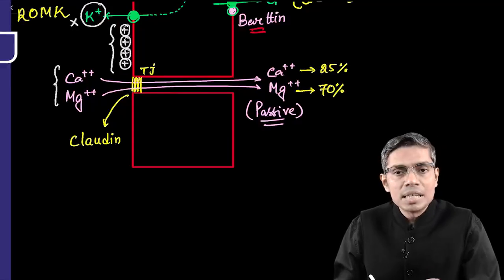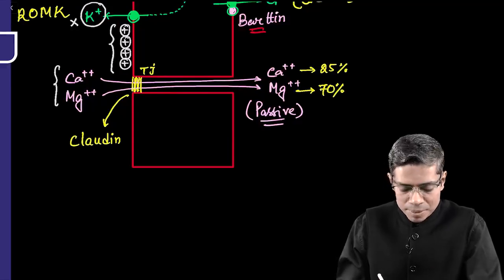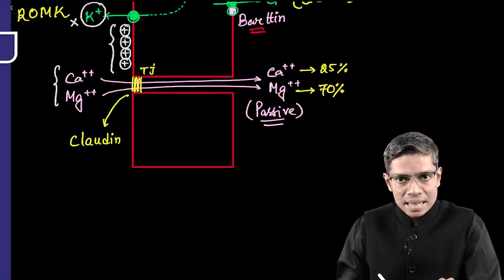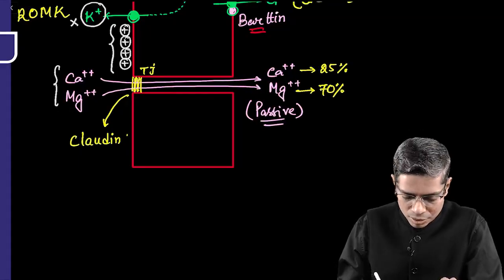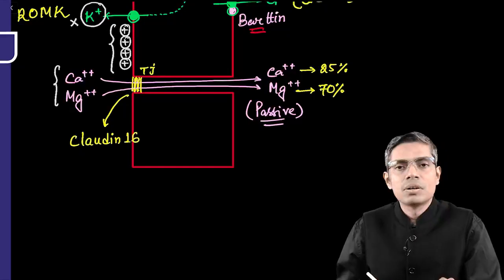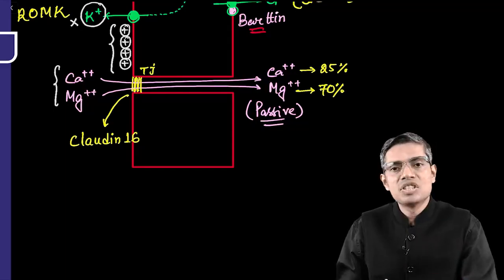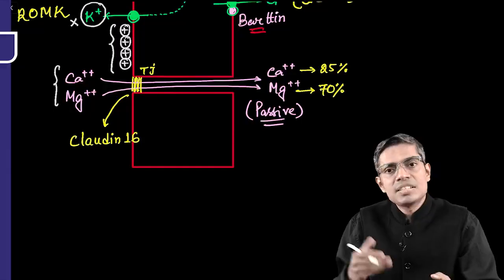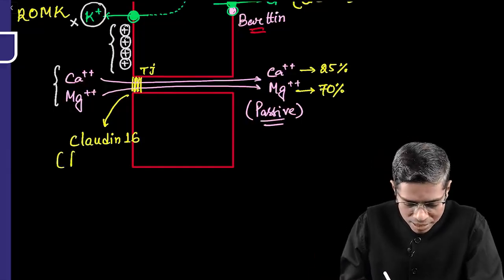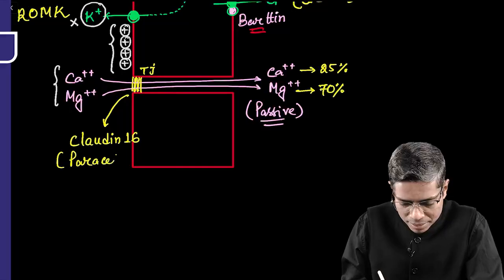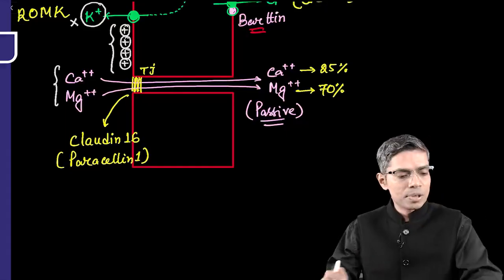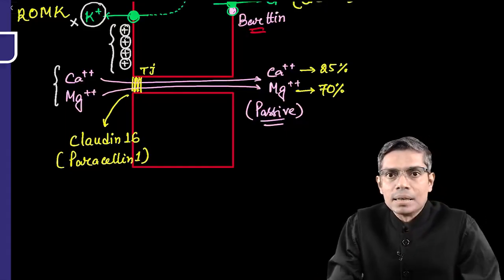The claudin present at the level of the TAL tight junction is claudin 16. This is basically a gene. Claudin 16 is a gene, and that gene codes for a protein, which is known as paracellin 1.